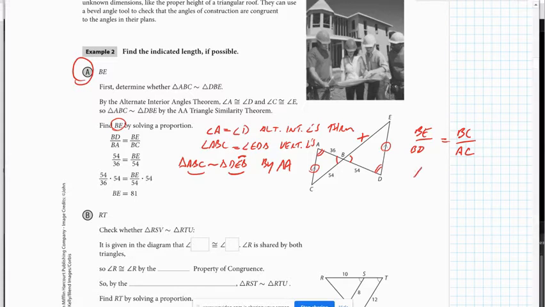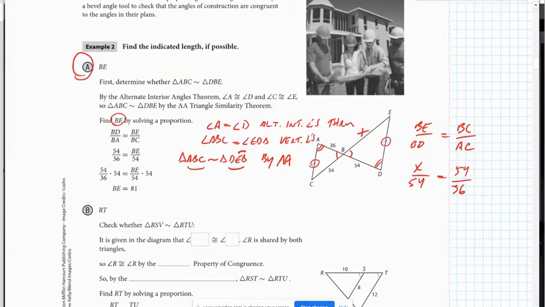And so we are trying to find BE. We know BD is 54. We know BC is also 54. And we know AC is 36. Okay, so now to solve for x, we can cross multiply. So we get 36x equals 54 times 54. And so then x equals 54 squared over 36. And that is 81. So x equals 81.